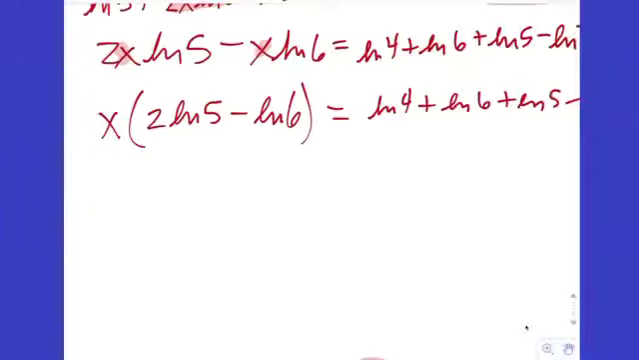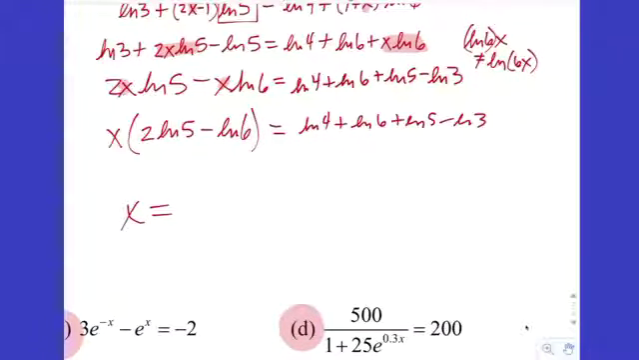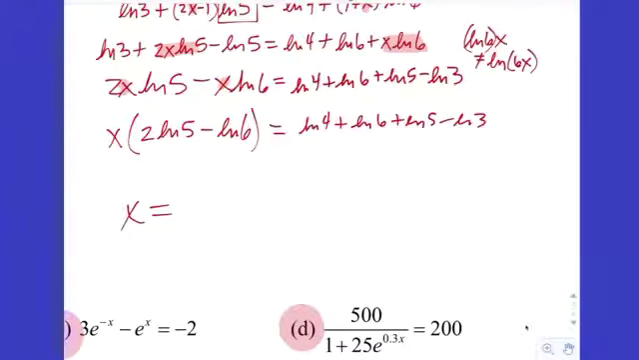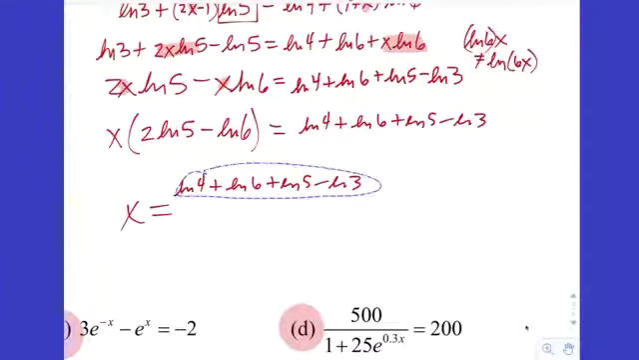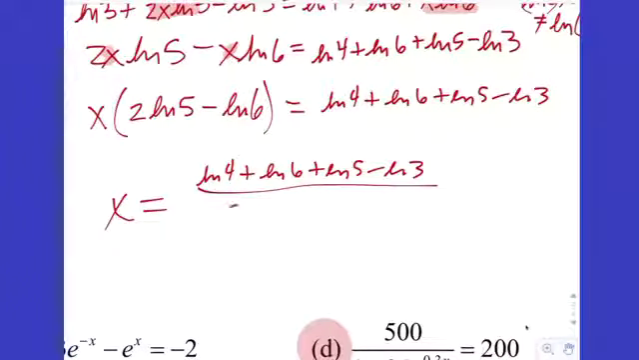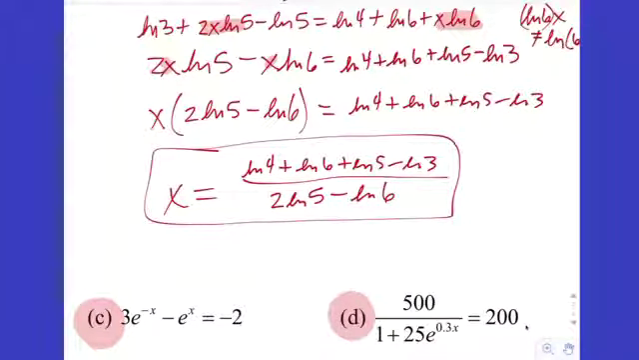Divide by that. Good. We have x times the number. We'll divide both sides by the number. And again, you don't have to show that. You just go x equals. And now it's going to be everything on the right-hand side, which I'm going to cheat here. I'm going to copy that. Paste it. So there's your numerator, all divided by the denominator, 2 ln of 5 minus ln of 6. And this is one version of the exact answer.